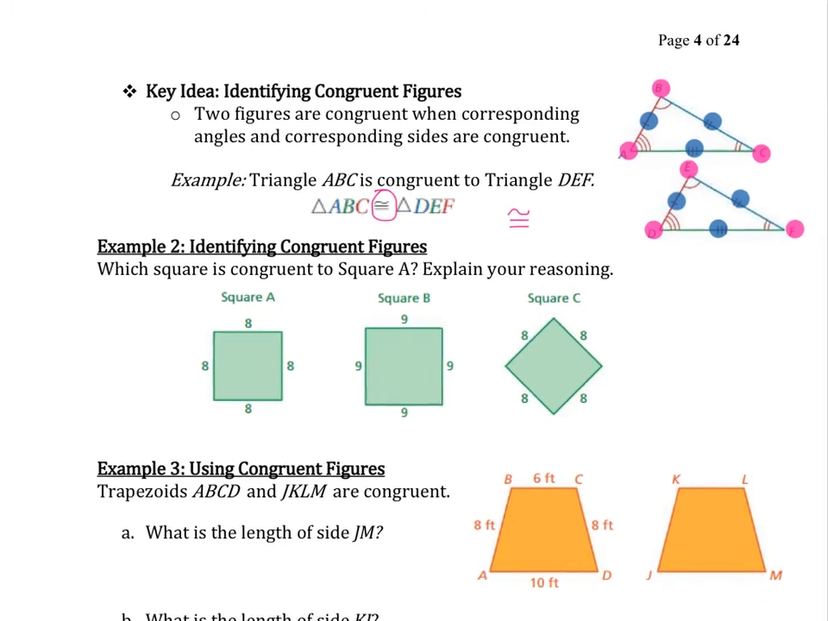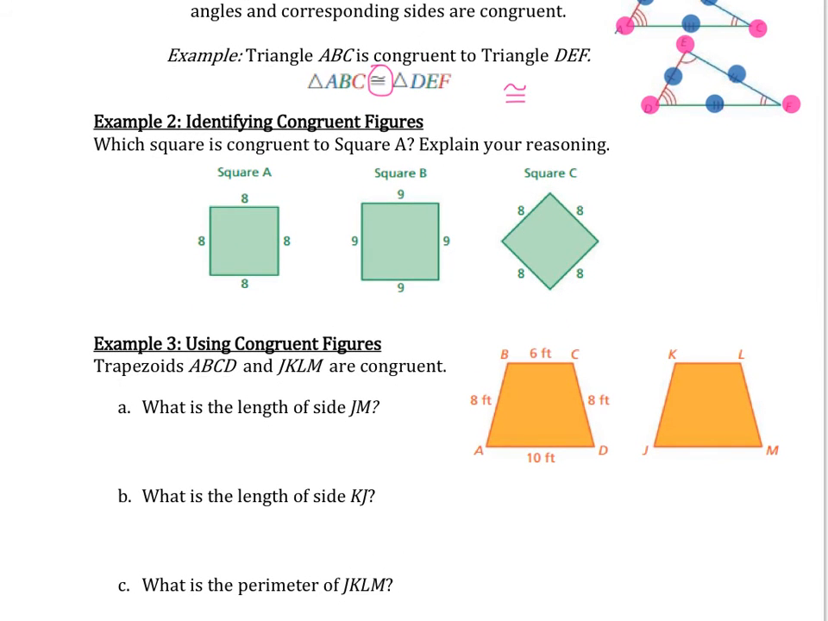So for this first example, they're asking which square is congruent to square A. Explain your reasoning. So if we look at these 3 squares, in square A, we can see that we have 4 sides of length 8. So obviously B, we have side lengths of 9, so B is not congruent to A. Now for C, it has all side lengths of 8, and it's a square. Squares have to have 90-degree angles, so the fact that they're both squares, they both have side lengths of 8, C is congruent to square A.